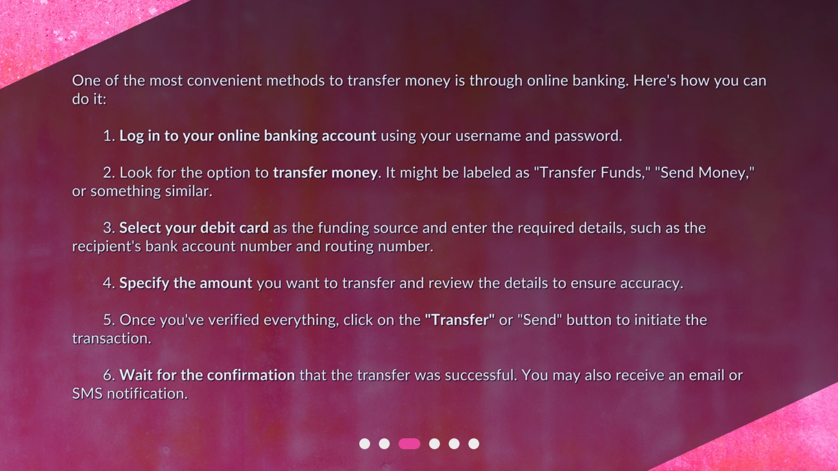3. Select your debit card as the funding source and enter the required details, such as the recipient's bank account number and routing number. 4. Specify the amount you want to transfer and review the details to ensure accuracy. 5. Once you've verified everything, click on the Transfer or Send button to initiate the transaction. 6. Wait for the confirmation that the transfer was successful. You may also receive an email or SMS notification.